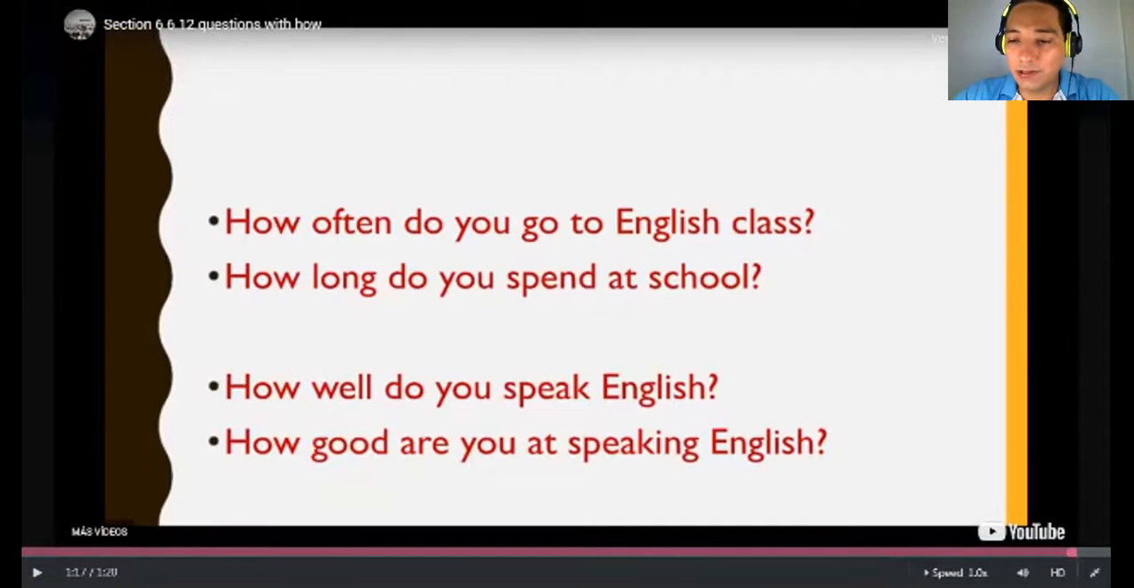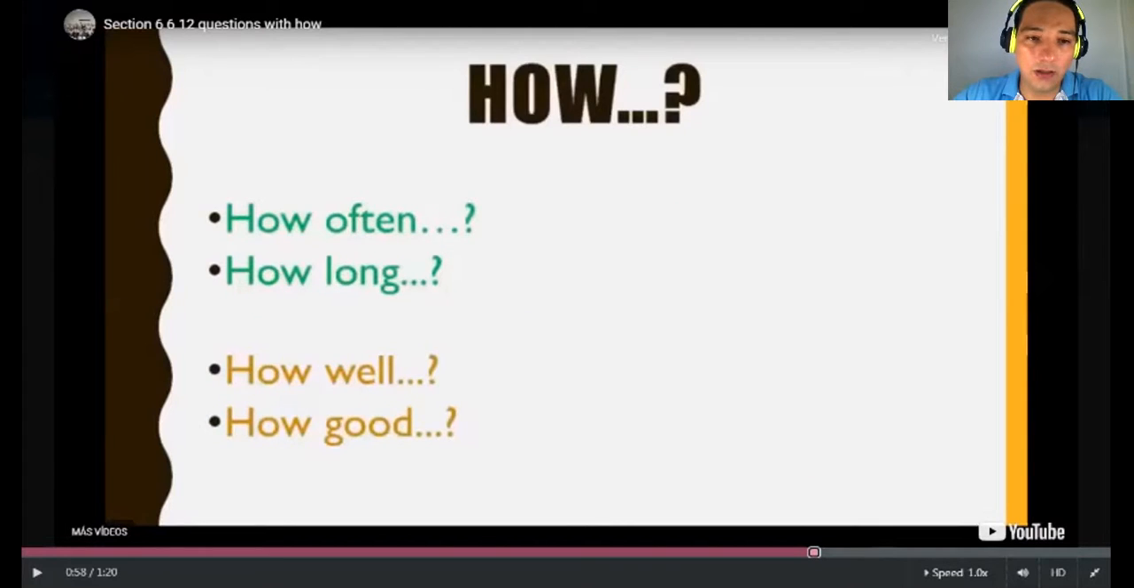Okay, so we have some examples here. And Jessica was talking about performance, right? How often, how long? Let's listen to that little part again. How often, how long? They refer to times or frequency. Okay, se refiere al tiempo y a la frecuencia. How long sería tiempo. How long does it take to go to your house? ¿Cuánto tiempo toma ir a tu casa?